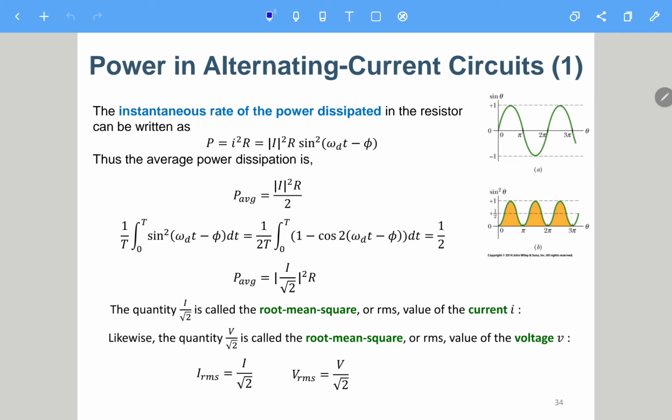Okay, so next we talk about the power in alternating current circuit. This part is slightly related to the second lab report about the root mean square value. So yeah, hopefully we can cover it today because you need to submit the report this weekend. Okay, so here it says the instantaneous rate of power dissipation, which is actually P equals I square R.